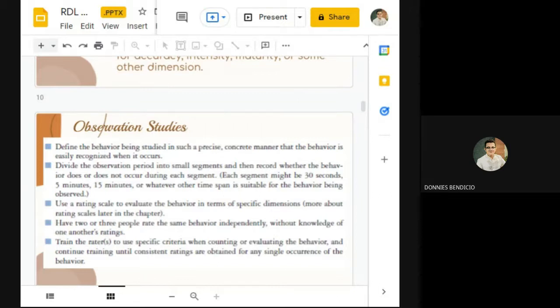Okay, so each segment might be 30 seconds, 5 minutes, 15 minutes, or whatever other time span is suitable for the behavior being observed. So use rating scale o yung Likert scale na sinasabi natin kanina na pwede ninyong gamitin sa inyong survey questionnaire. So rate the behavior in terms of a specific dimension, more about rating scales later in the chapter. Okay, so have 2 or 3 people rate the same behavior independently without knowledge of one another's ratings.